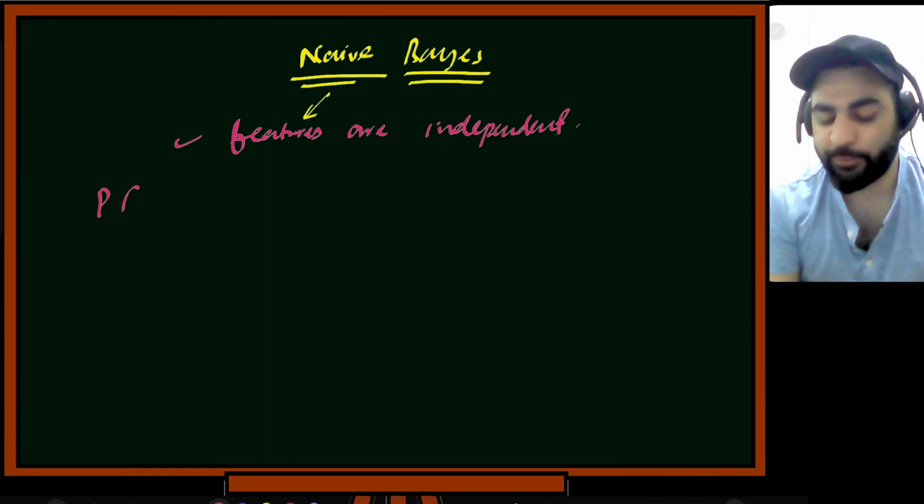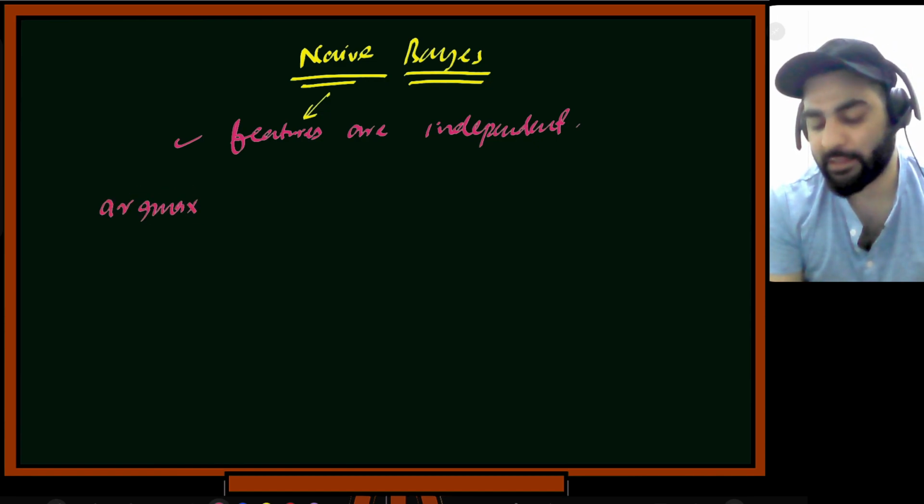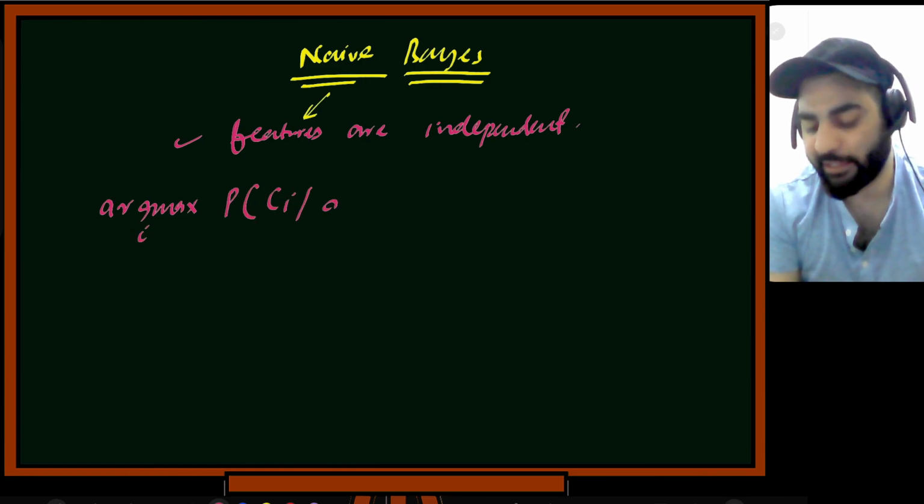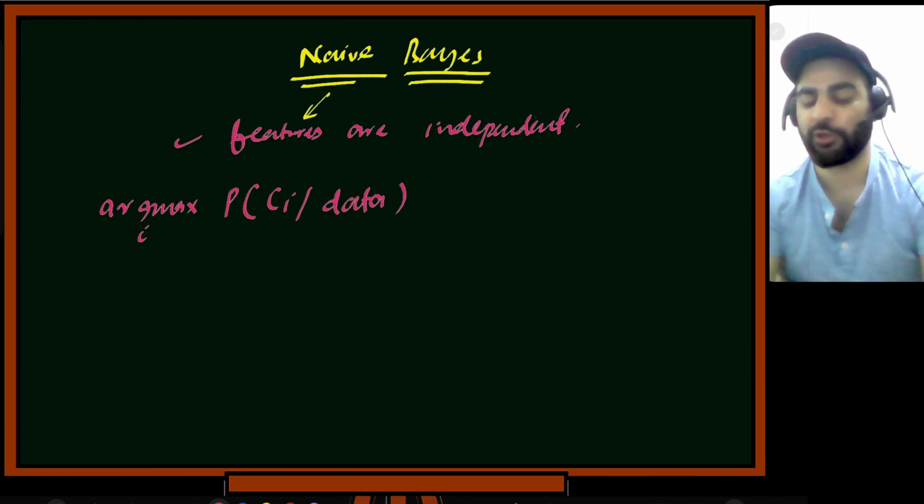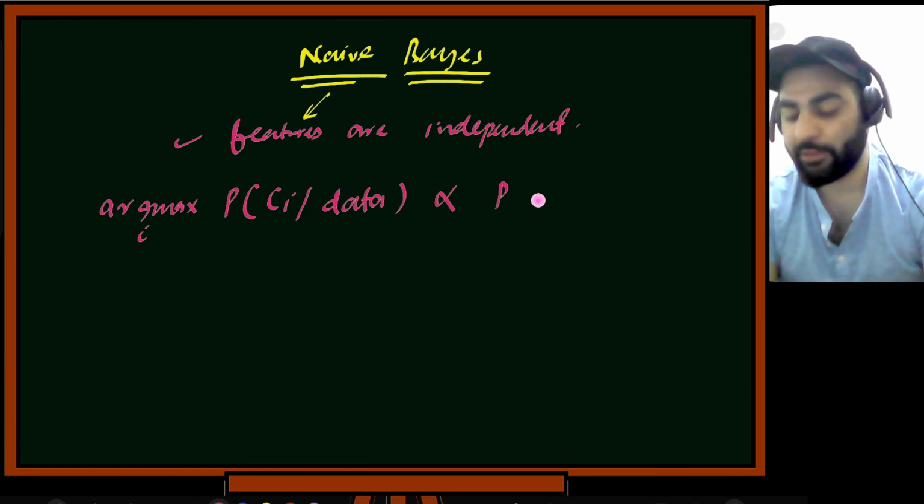So we have to compute the probability. The problem is argmax. Let's suppose we have this class Ci, so probability of Ci given our data. This is what we have to maximize. We saw that this is proportional to the argmax of the probability.